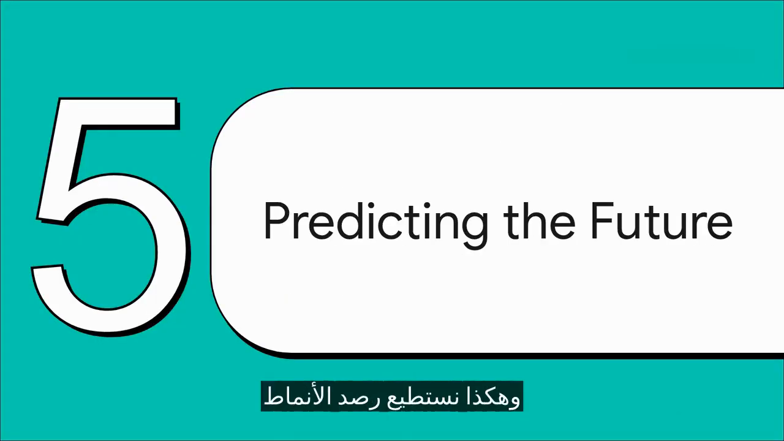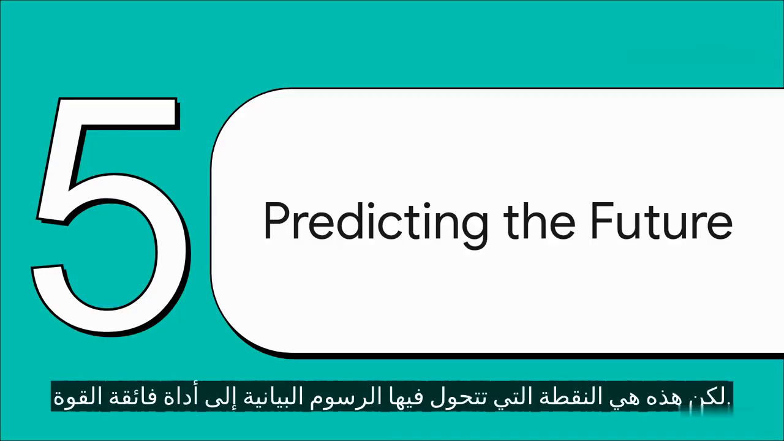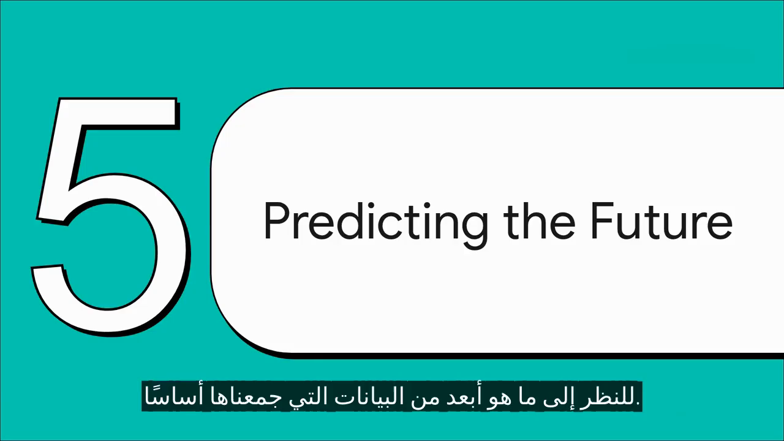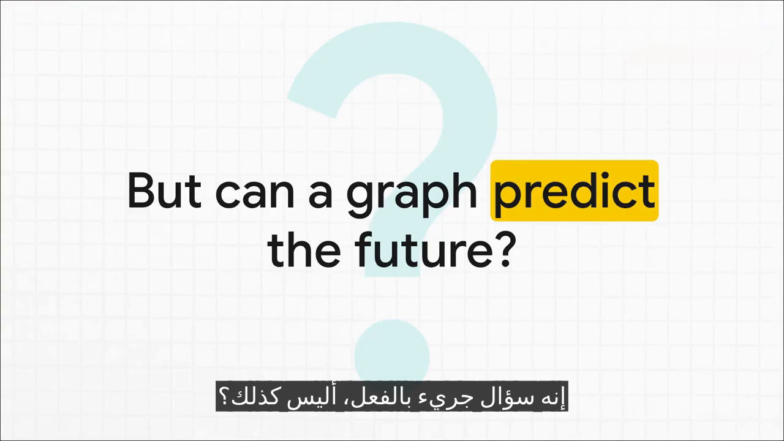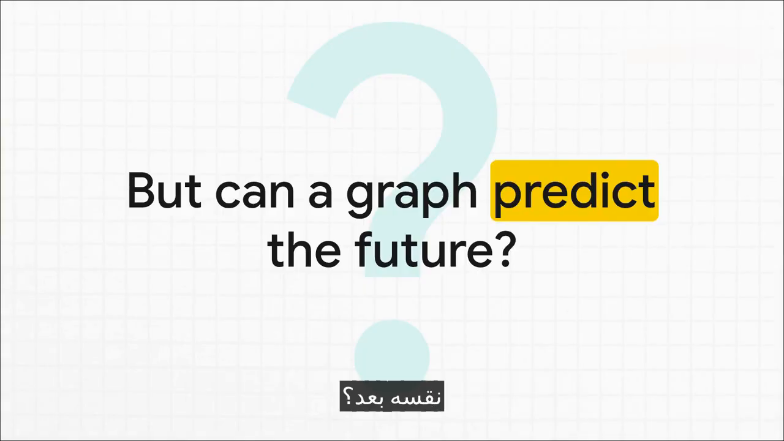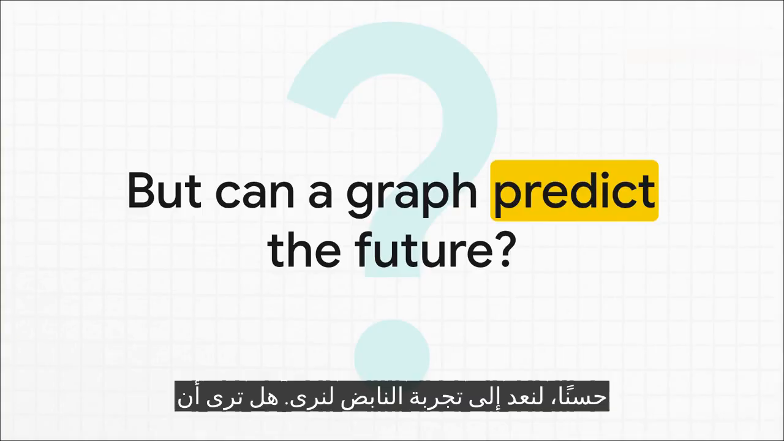So we can see patterns and we can understand relationships. But this is where graphs become a superpower. We can actually use them to make predictions, to see beyond the data we actually collected in the first place. It's a bold question, isn't it? Can a simple graph that we drew actually predict something we haven't even measured yet? Well, let's jump back to our spring experiment and find out.